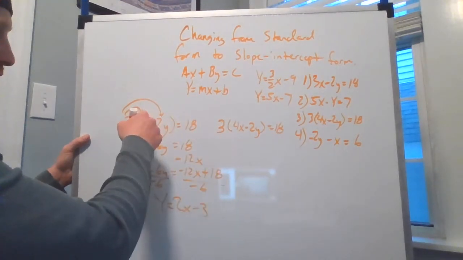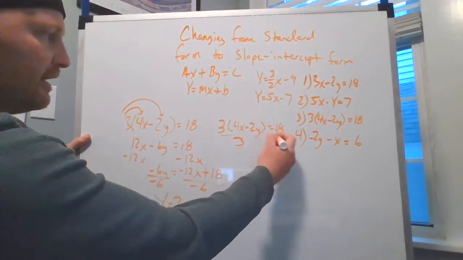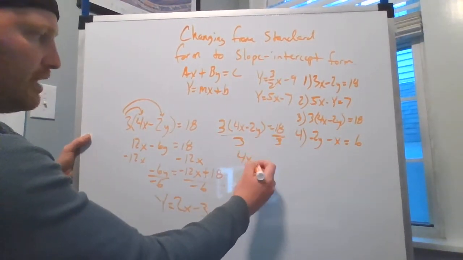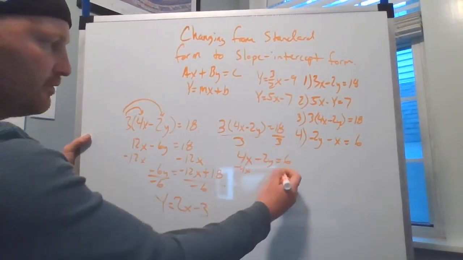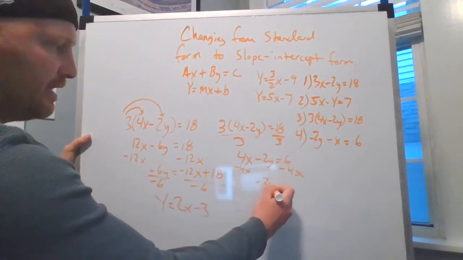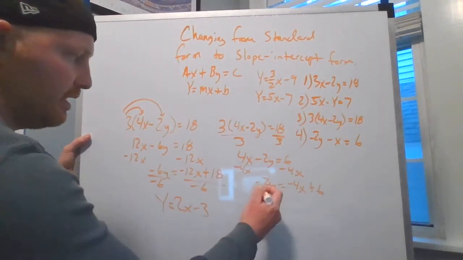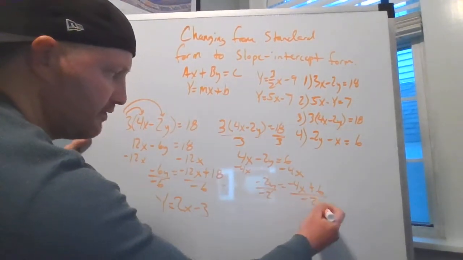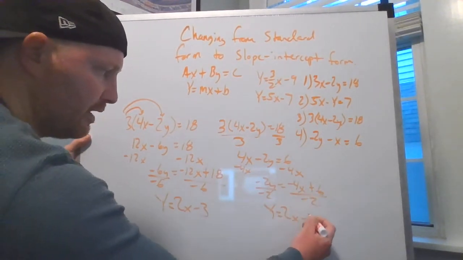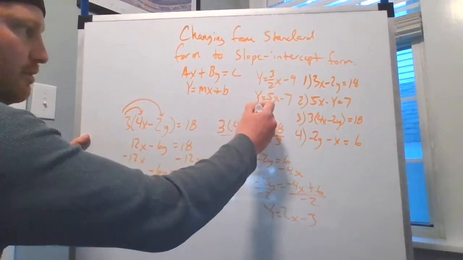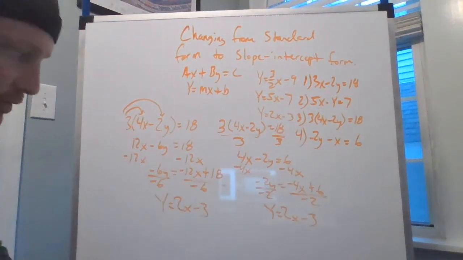I would not even do the distributive property first because all you have is multiplication going on over here. I would just divide that 3 out on both sides. So now this says 4x minus 2y equals 6. Subtract 4x from both sides. This now says negative 2y equals negative 4x plus 6. And last but not least, divide both sides by this negative 2, and I get y equals, negative over negative is positive 2x minus 3. There we go. Y equals 2x minus 3 for number 3.